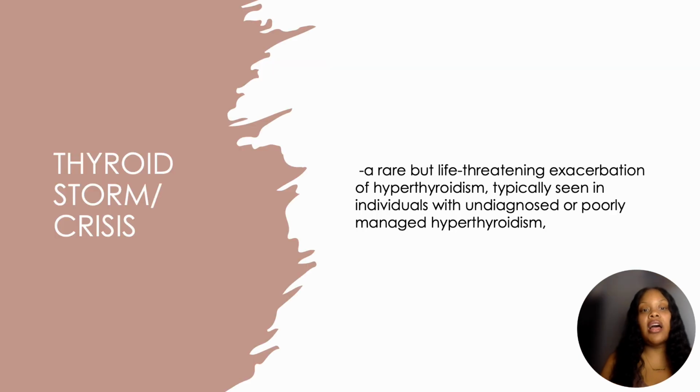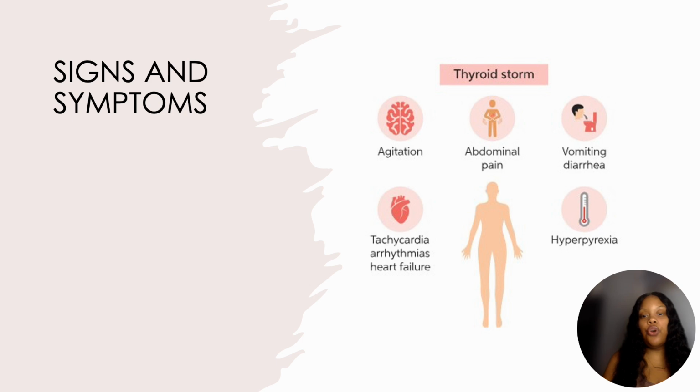Now, let's talk about a thyroid storm or a thyroid crisis. This is a rare but life-threatening exacerbation of hyperthyroidism, typically seen in individuals who are undiagnosed or who poorly manage their hyperthyroidism. So, what are some signs and symptoms of a thyroid storm?